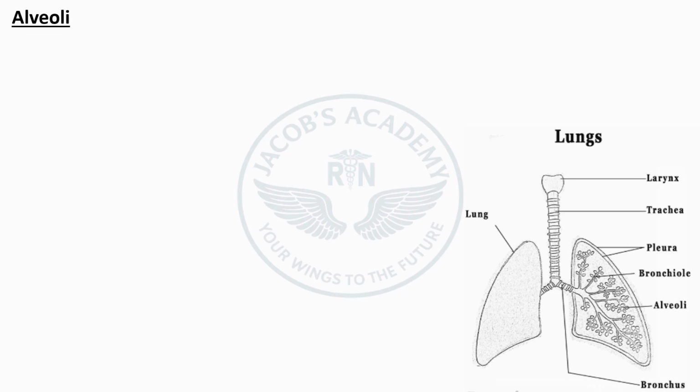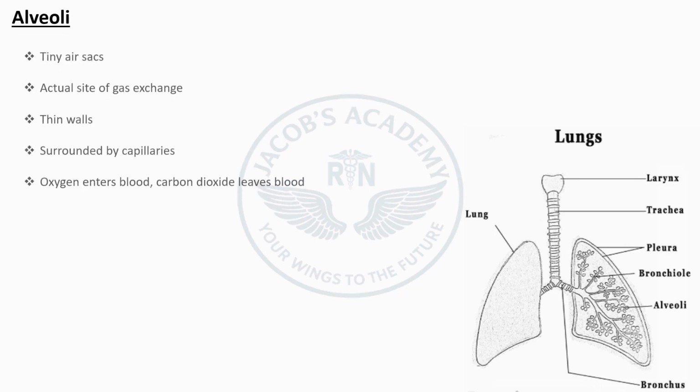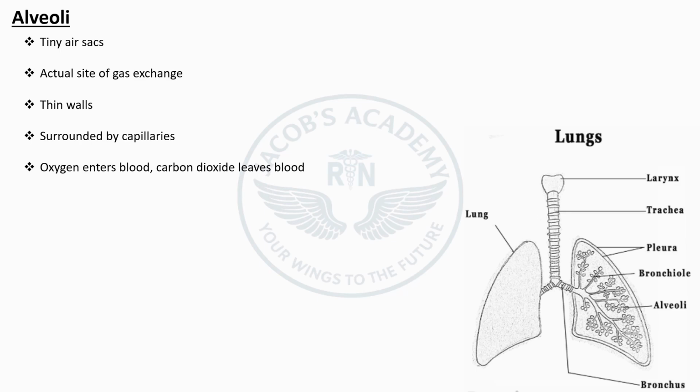Now let us learn about the alveoli and the process of breathing. First the alveoli. Alveoli are tiny air sacs present at the end of bronchioles. They are the actual sites of gas exchange in the lungs. The walls of the alveoli are very thin, which allows easy diffusion of gases. Each alveolus is surrounded by capillaries, and here oxygen enters the blood and carbon dioxide leaves the blood.